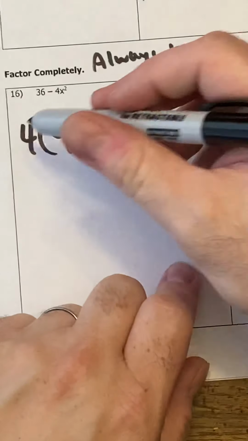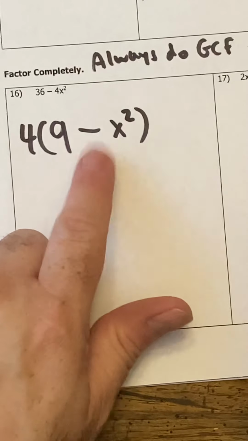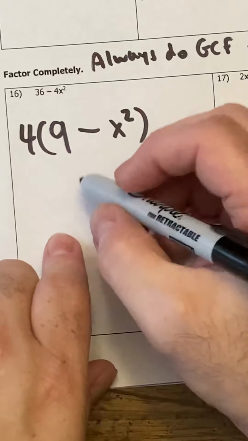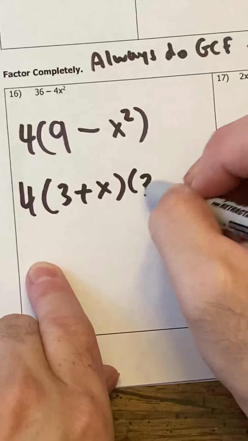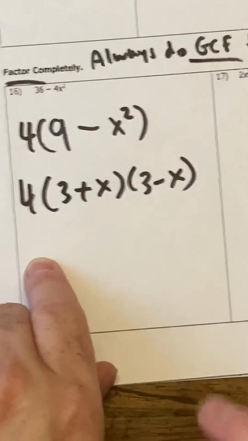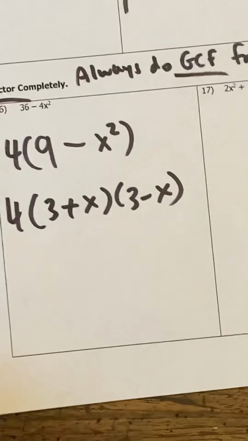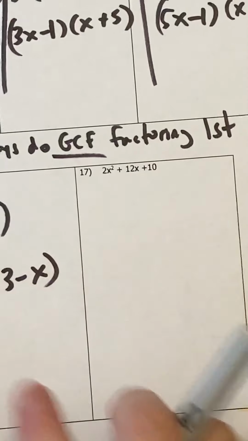Now we're not done. We finished the GCF factoring, but now we see we have a difference of two squares. We can factor that. We'll bring down the 4. We get 3 plus x and 3 minus x. So when you're doing factoring completely, you do that GCF factoring, and then you continue to factor the second time.